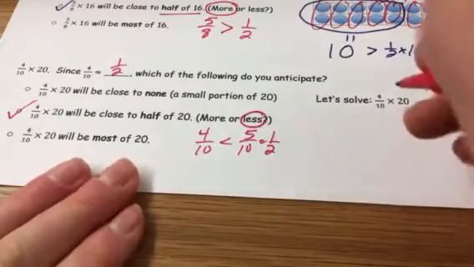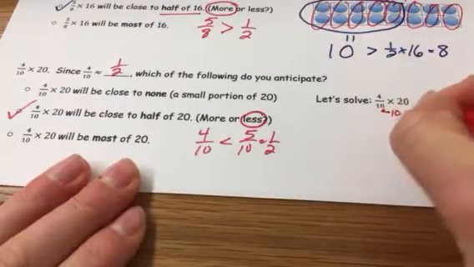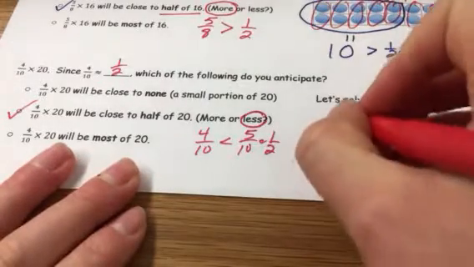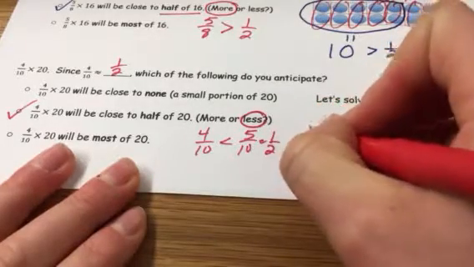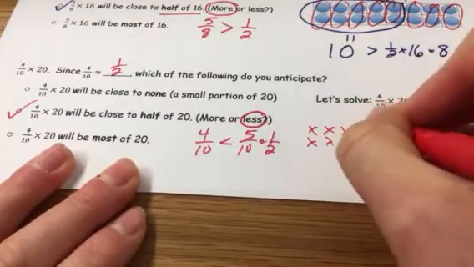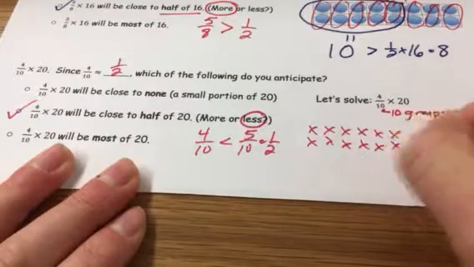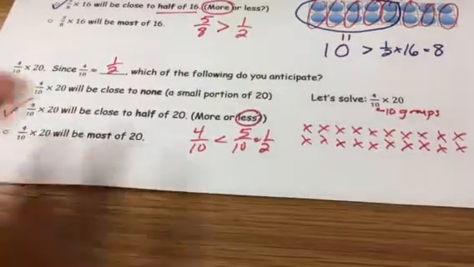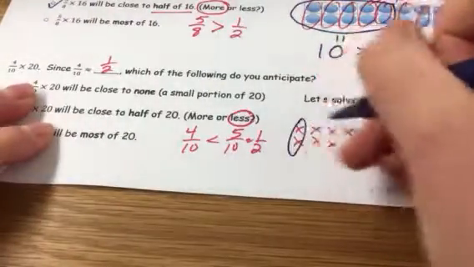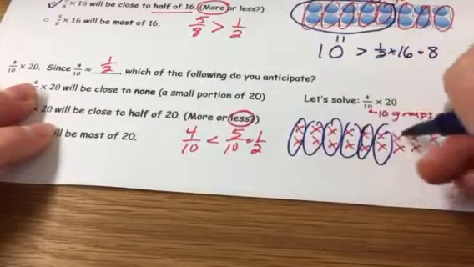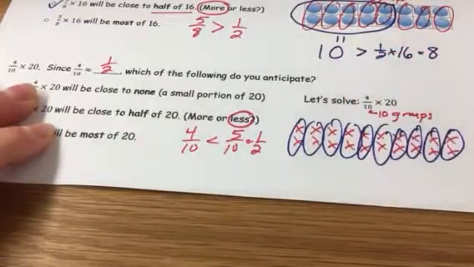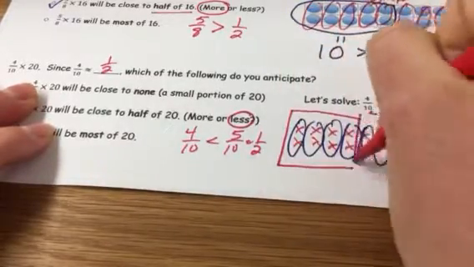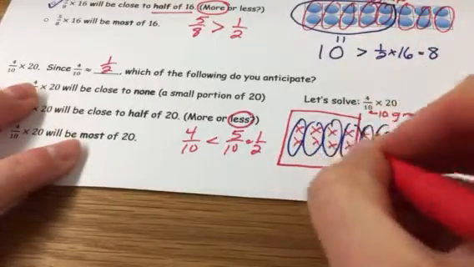So 4/10 of 20, I'm going to need to break it up into 10 groups. When I break up 20 into 10 groups, I get 2 in each group. So let's go ahead and draw a picture of that. 9, 10, 11, 12, 13, 14, 15, 16, 17, 18, 19, 20. So I've got 10 groups of 2. 10 groups of 2 gives me 20, and I need to take 4 of them. This gives me 2, 4, 6, 8.